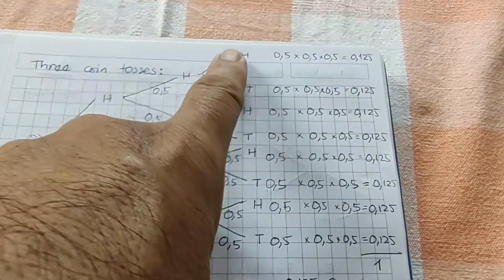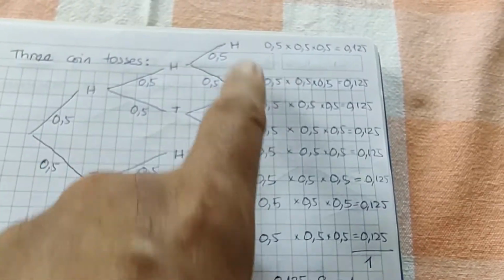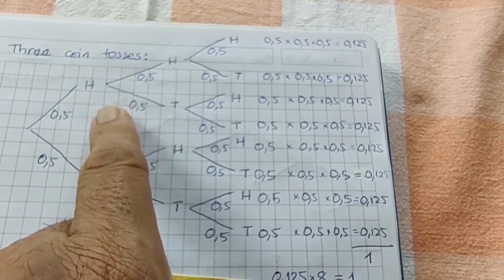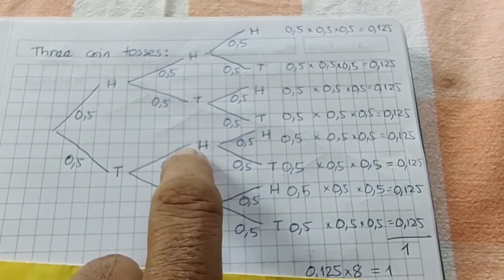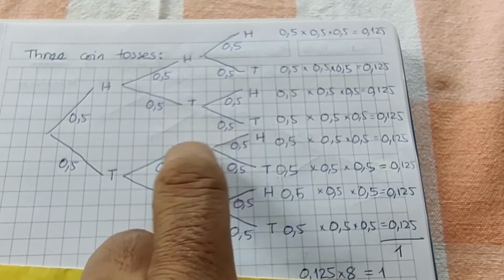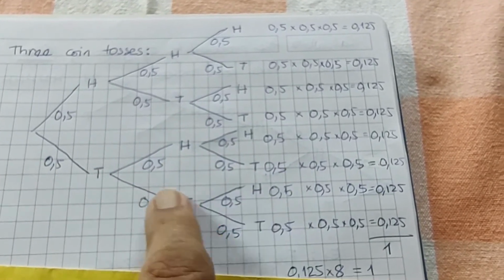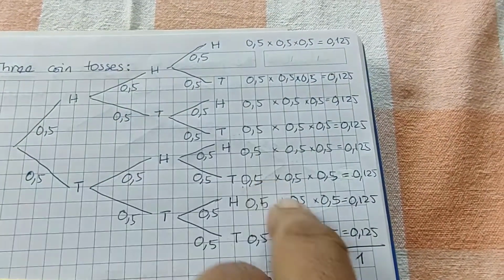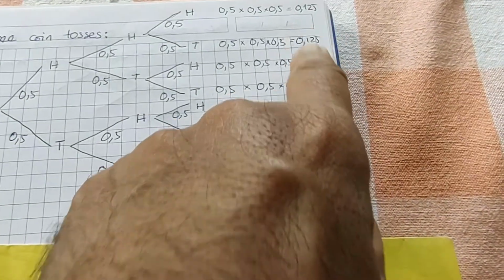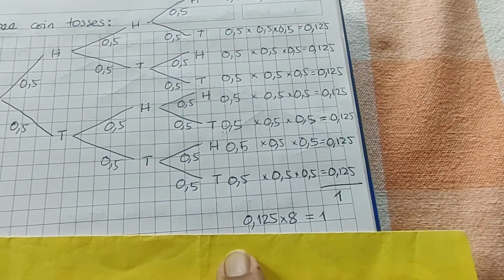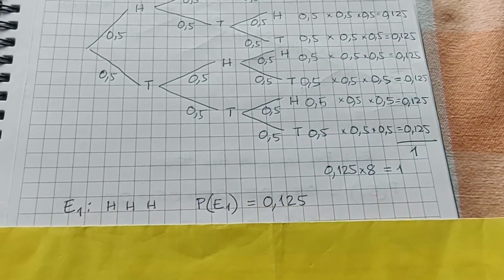Now here you have 8 different outcomes. I have not written HHH and HHT and HTH and THH and THT and TTH and TTT here, but this is what it means. So again, if you add all of these up, you will get 1. 0.125 into 8 is actually equal to 1.